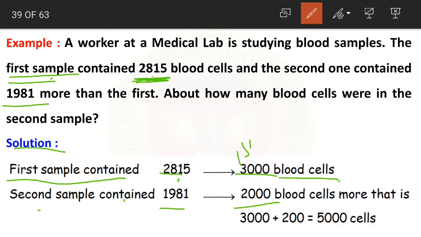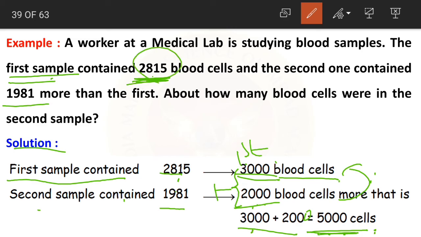Now this is the first box, first sample, and this is 2000 more than the first sample. So what should we do? We should add these two. Yes, 3000 plus 2000 is equal to 5000 cells. Clear children? What did we do? First we estimated both the numbers to the nearest thousands and then added.